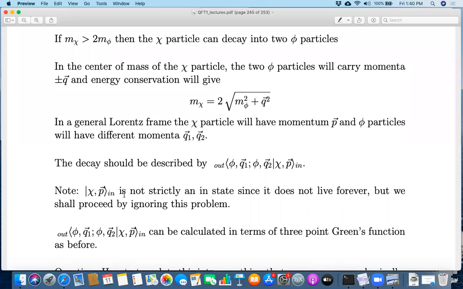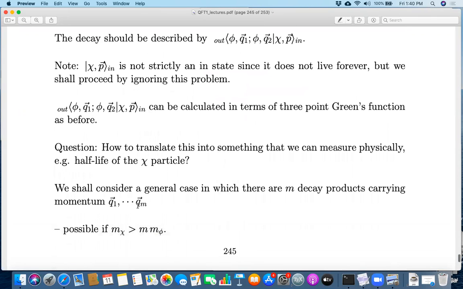And so the fully systematic procedure for calculating the decay probability or the half-life of this chi particle is not what I'm going to describe today. But what I'm going to describe today works fine if you are only interested in the first order contribution to this decay probability. So this I think I have already said. This can be calculated, of course, by the 3-point Green's function as before. And the question will be how to translate this into something that we can physically measure.